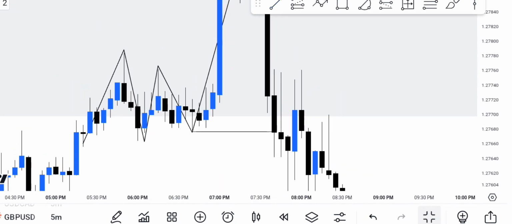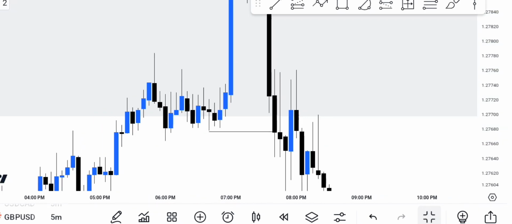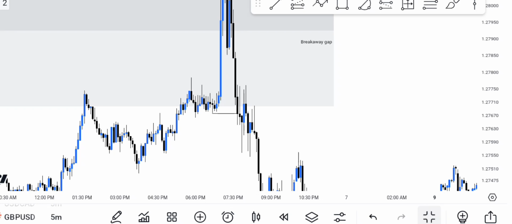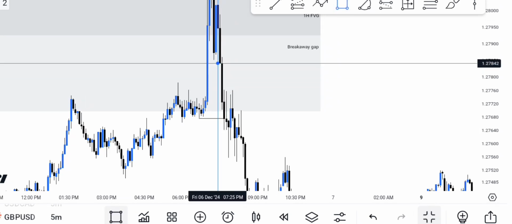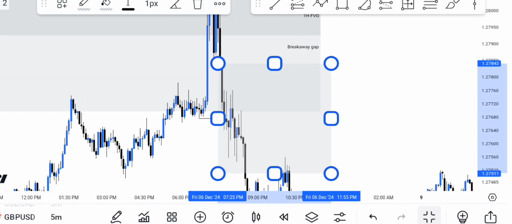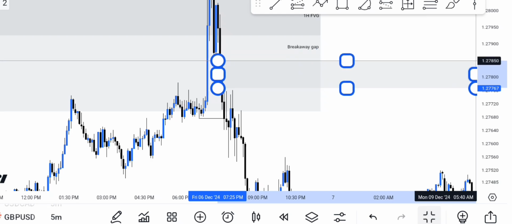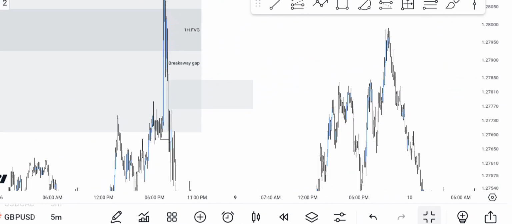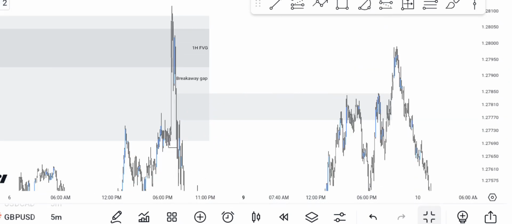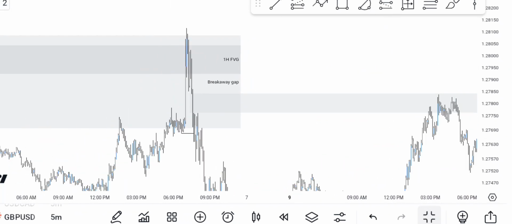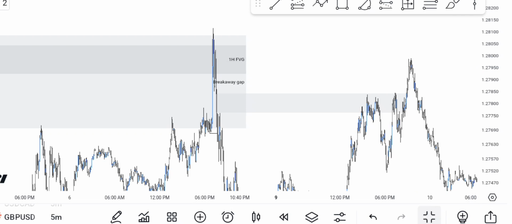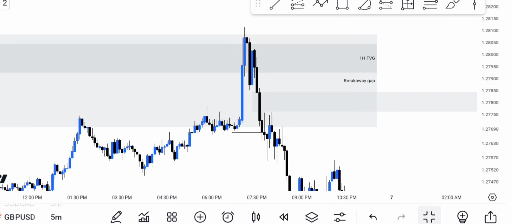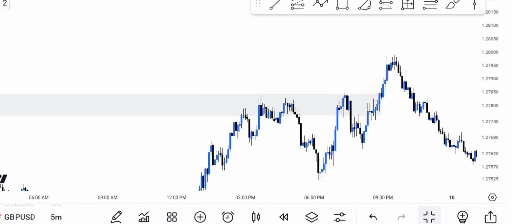And after this MSS, we just need to find a fair value gap. Here is our fair value gap. Look at this price. This is your fair value gap here. On this fair value gap, your entry will be here. Okay, in the scenario, you can see price comes to this range. Price goes higher from here because there is more fair value gap upside. Okay, so simply your entry point will be here.